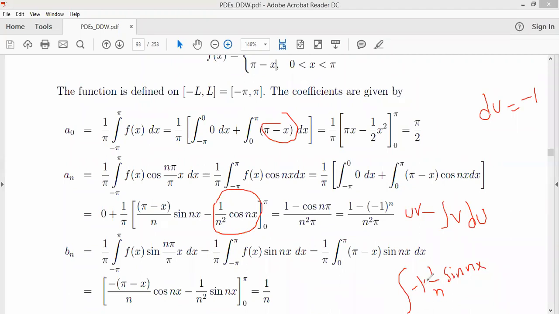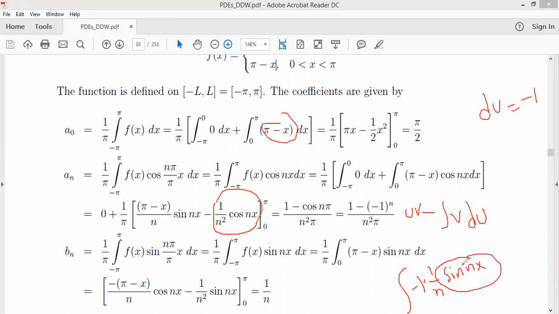This minus should go with that minus. So first of all, to make this one a positive here. But now you have 1 over n. Then we have to integrate the sine here.